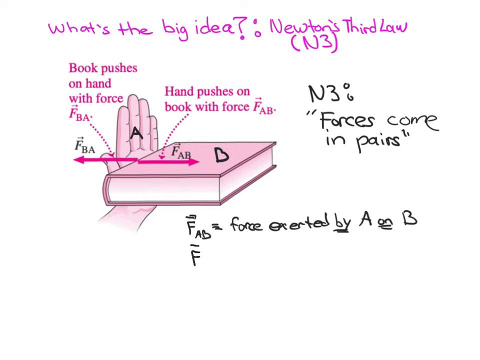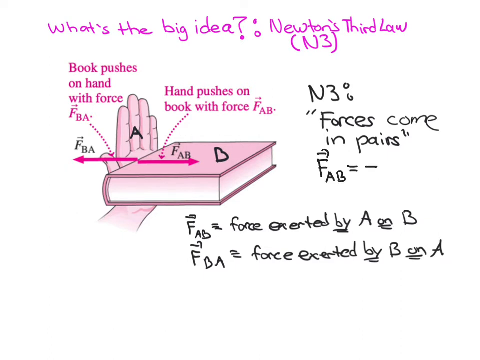Similarly, when we write F sub BA, by definition, what we mean is the force exerted by B on A. So in this example, F sub BA is the force that the book exerts on your hand. And what the third law says, when we say that forces come in pairs, we can write it succinctly with the following statement: F sub AB is equal to minus F sub BA.